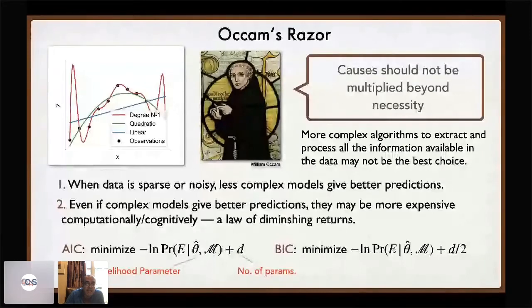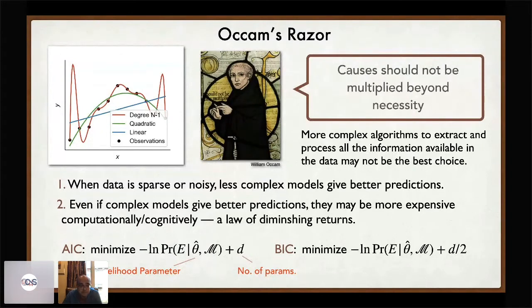So today, I'm basically going to have time to talk about point number one, and at the end, I'll mention something about the second point, about the expense of complex models. Concerning the first point, when data is sparse or noisy, sometimes less complex models are better. We know many techniques that people have invented over the years for thinking about how you trade off the accuracy and complexity of your model of data.